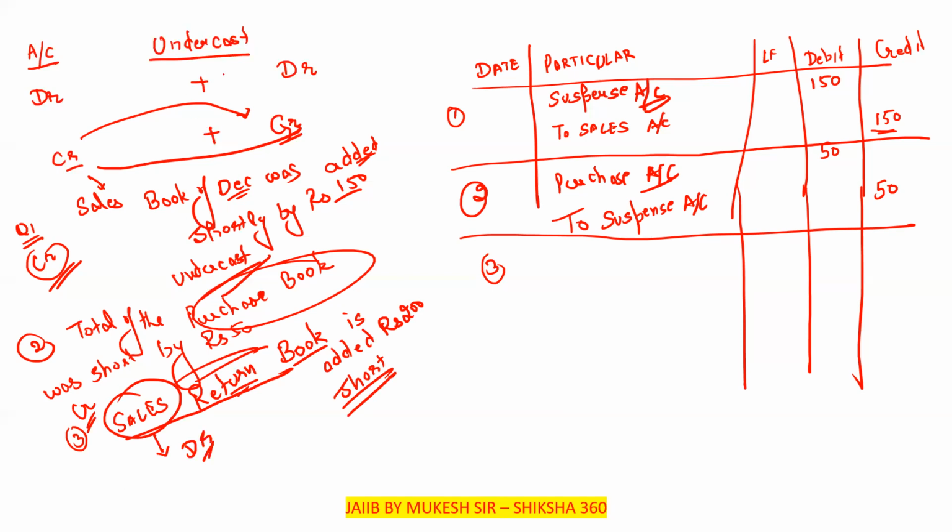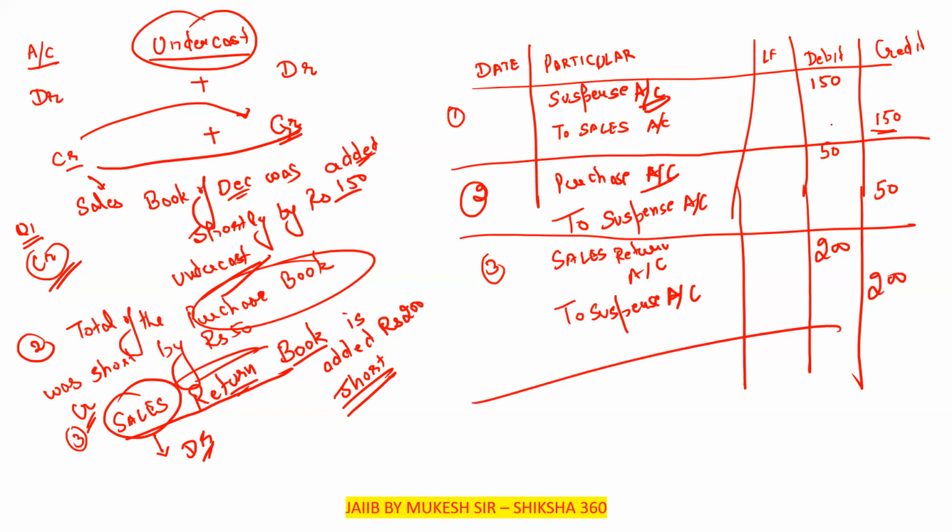It is short. Short basically that is undercast. Clear? So what basically we have to do under that? So basically we have to debit sales return account by rupees 200, to suspense account basically we have to credit.